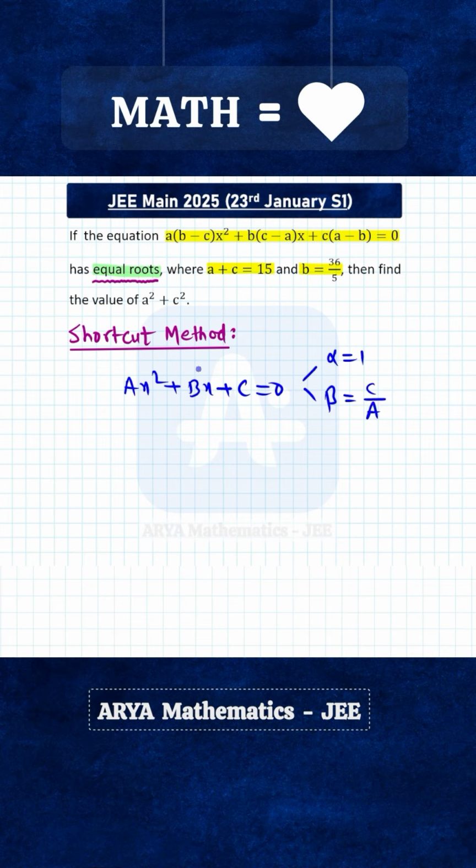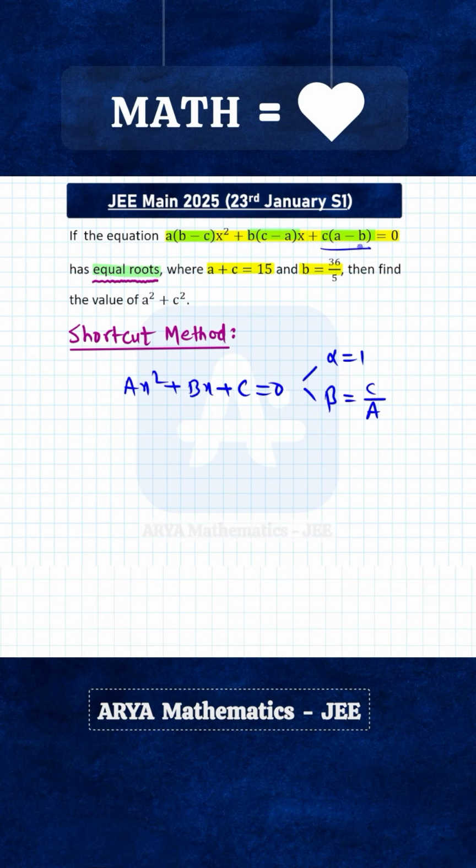Now, in this particular problem, we can use this concept because here if you notice, the coefficient of x square is a into b minus c, the coefficient of x is b into c minus a, and the constant term is c into a minus b. If you add these three terms, then their sum will be 0, and hence one of the roots of this quadratic in x must be 1.